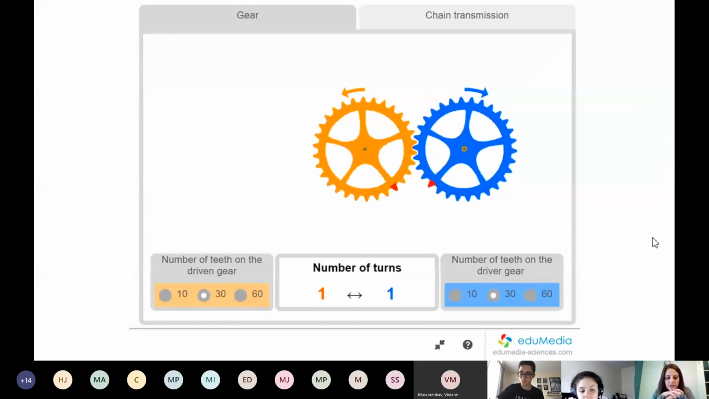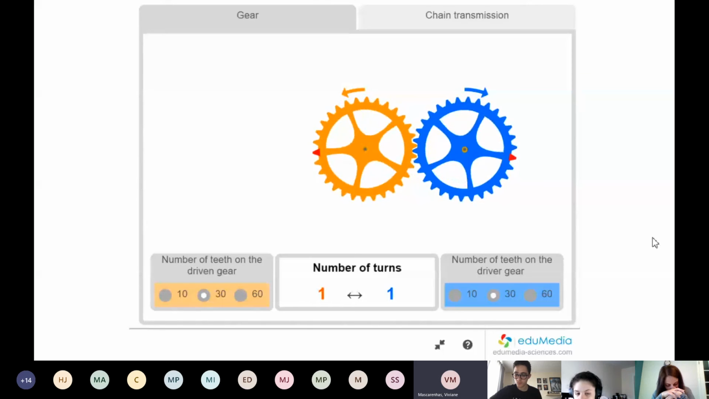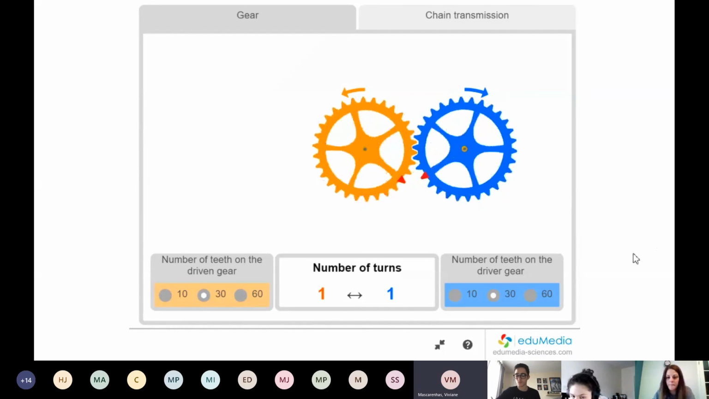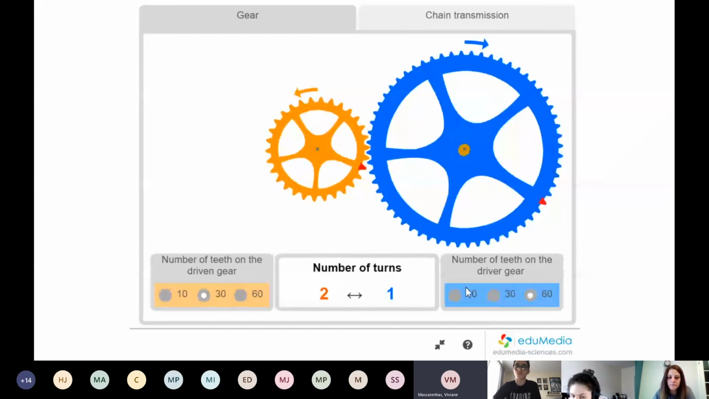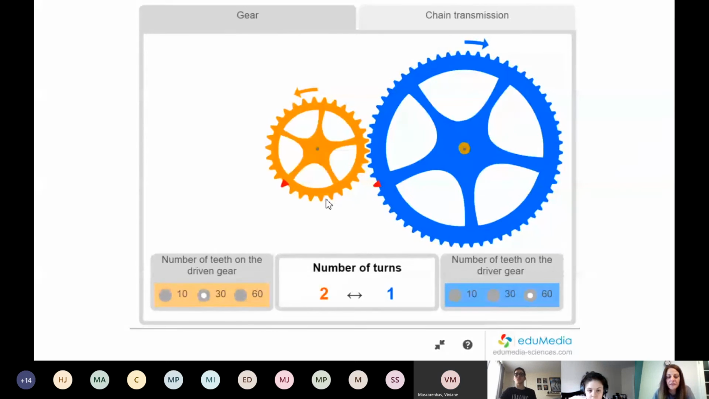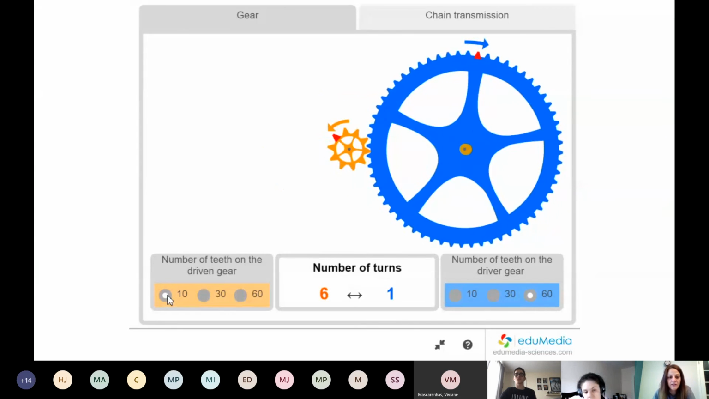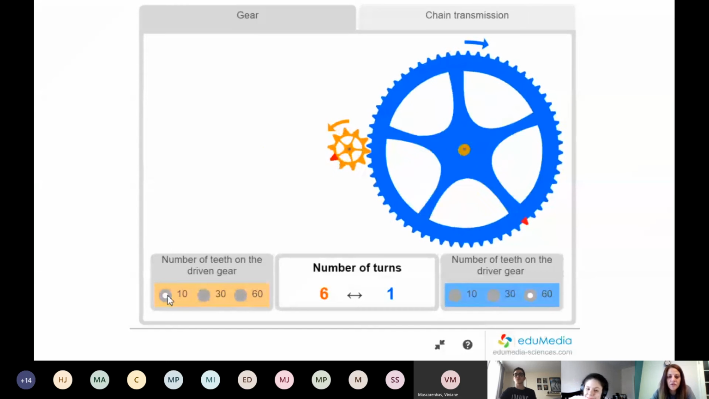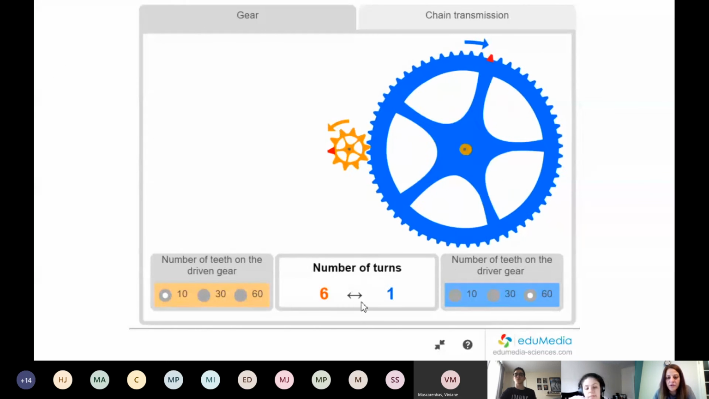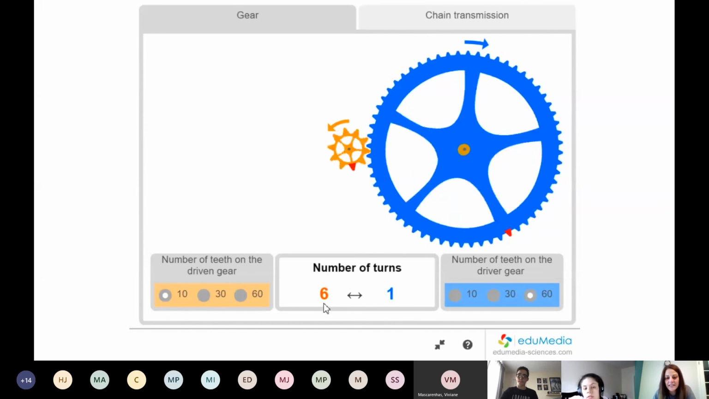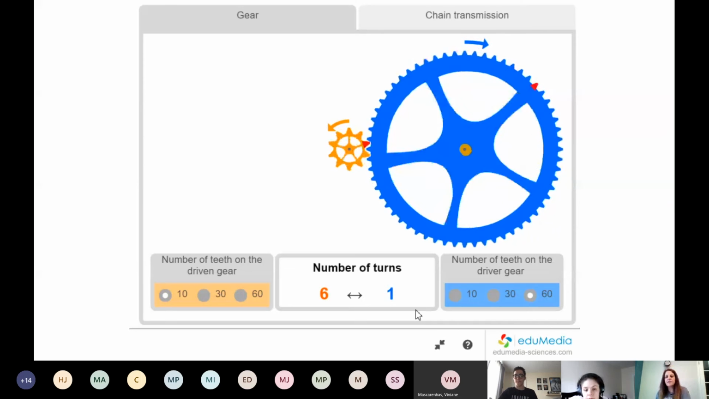To speed up the yellow one. You could put like 60 for the blue one, and then like 10 for the yellow one. Yeah, already just by doing this, you see how fast it's going? And the same with that one, even faster. Oh my goodness. You see it counted for you, number of turns. So the small gear is going 6 times faster than the big gear.